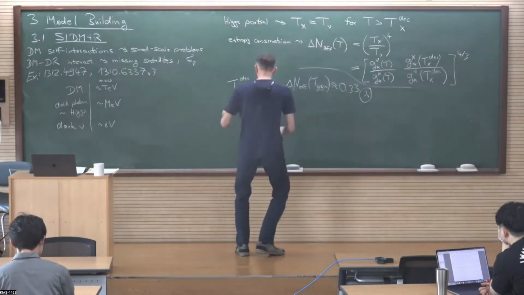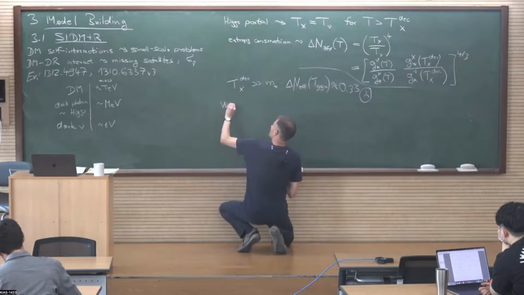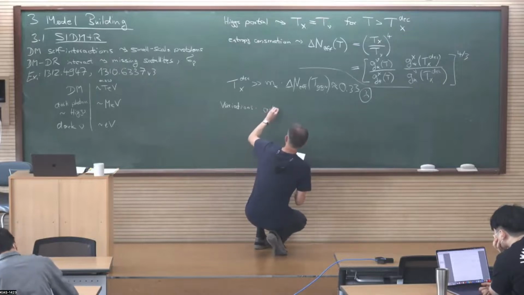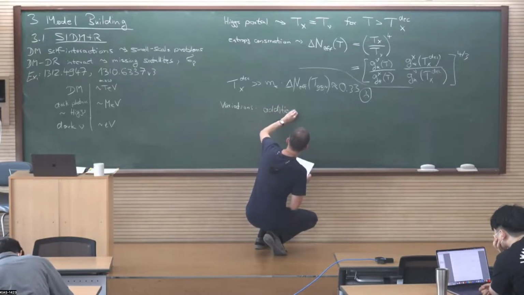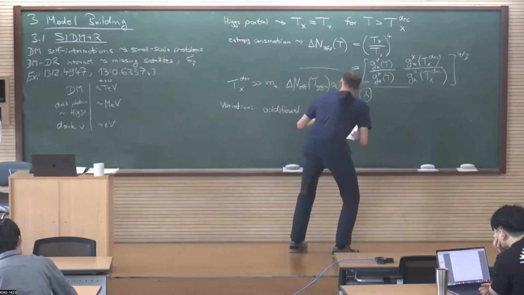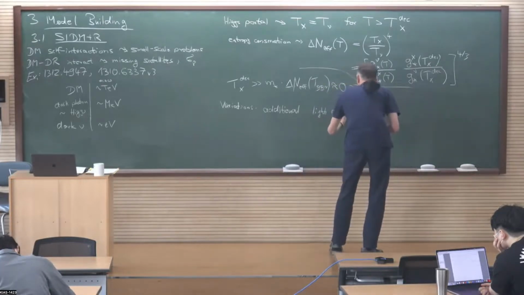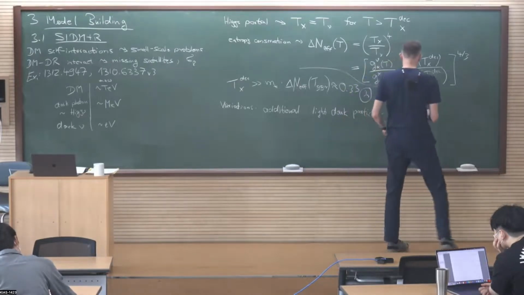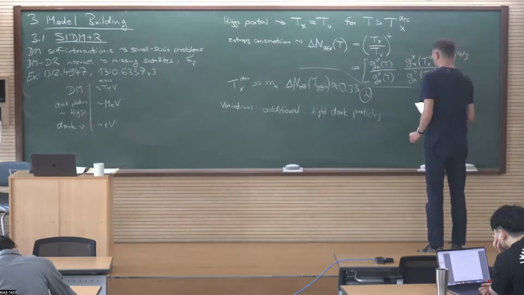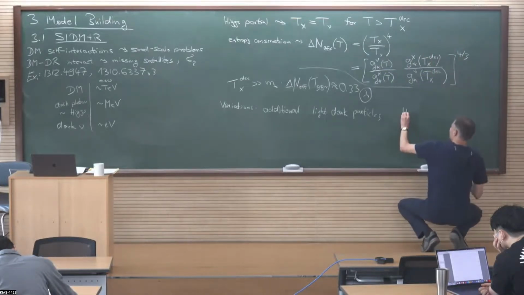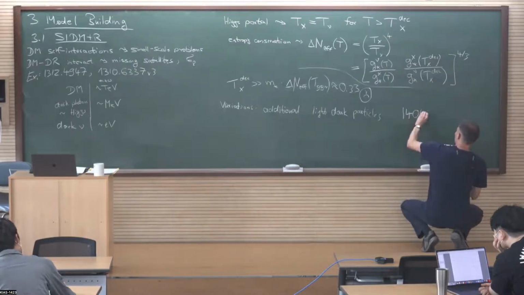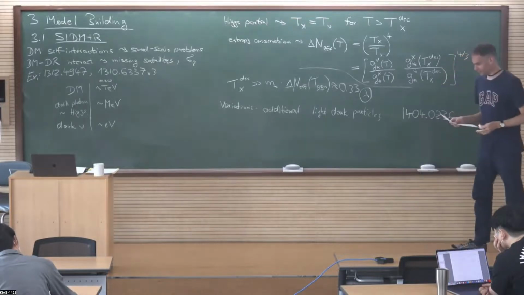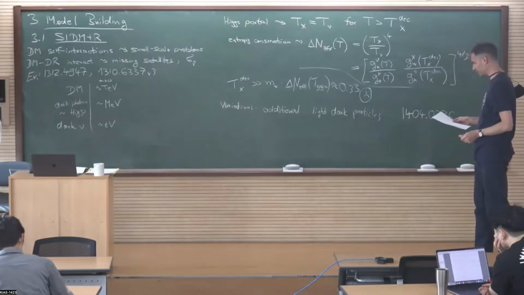So let's say I have this here under variations. Additional light particles in the dark sector. And yeah, let me just cite Ko and Tang at 1404.236 because I'm running out of time.